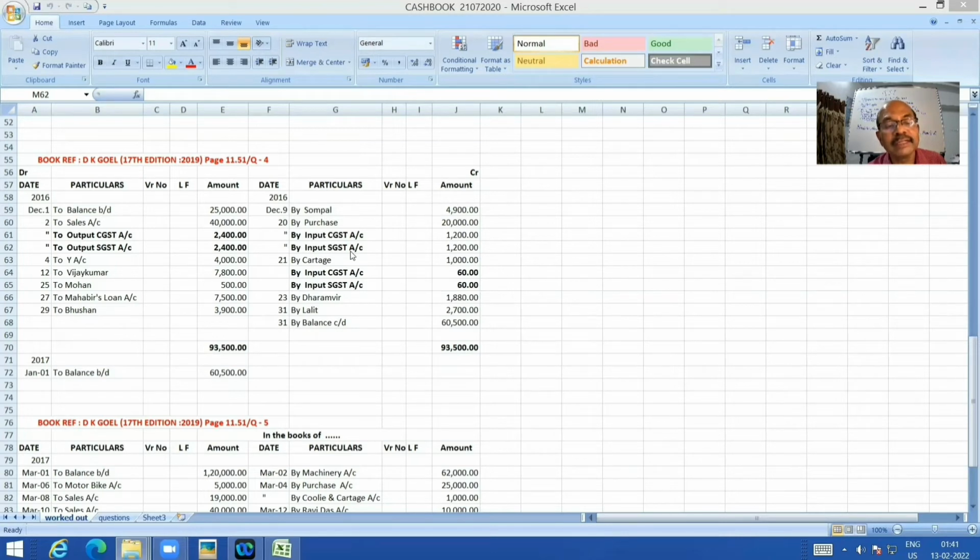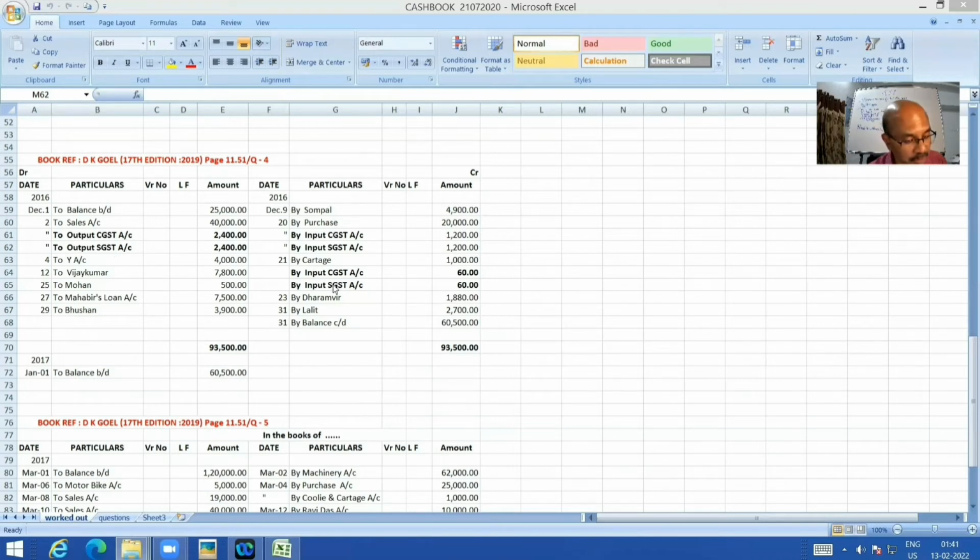Because there are very set procedures, rules, everything is there to set off. That we learn when we take up the GST accounting treatment. For the moment, you just remember that purchase related GSTs are accommodated under input. It will be input CGST and input SGST. And sales related, it will be under output GST. That will be output CGST and output SGST.